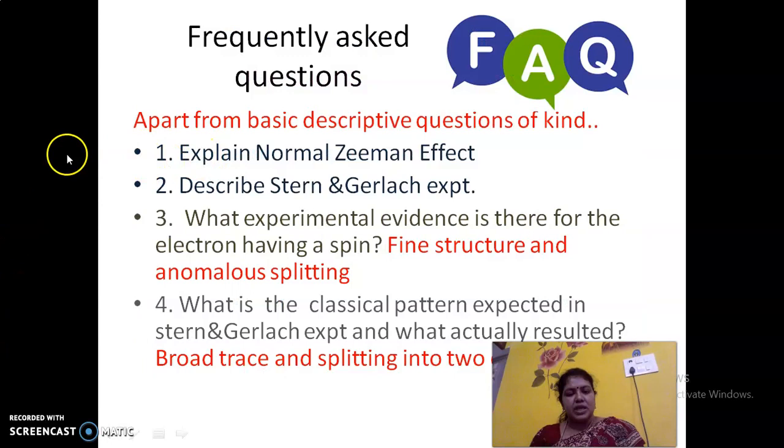Now we have seen the three different concepts: electron spin, normal and anomalous Zeeman effect, and the Stern and Gerlach experiment. The frequently asked questions would be the basic descriptive questions of the kind: explain normal Zeeman effect, describe the Stern and Gerlach experiment. And apart from that, we can have tricky questions like what experimental evidence is there for the electron having a spin. The answer could be something on the lines of fine structure and anomalous splitting. What is the classical pattern expected in the Stern and Gerlach experiment? And what actually resulted: a broad trace and splitting into two distinct parts?